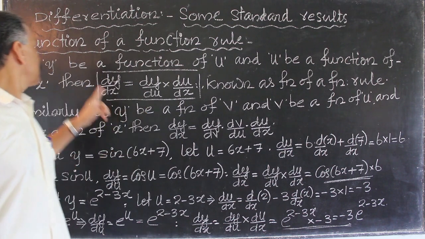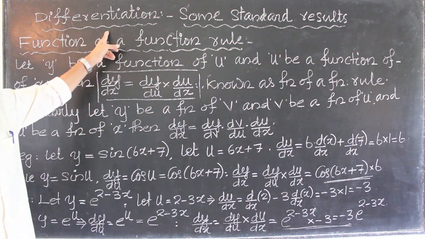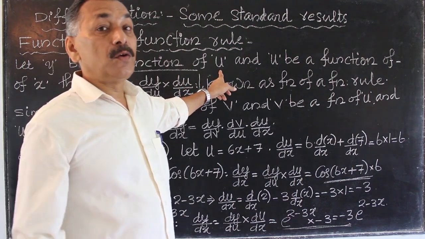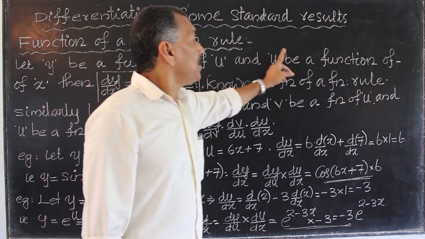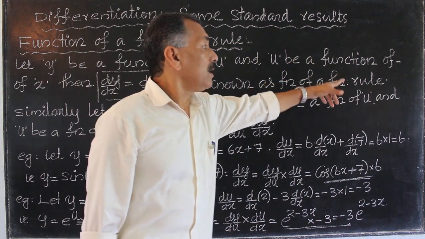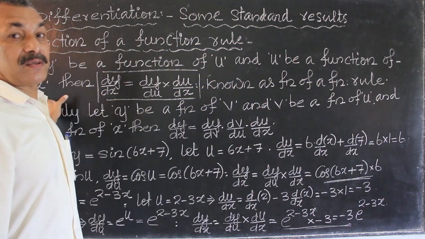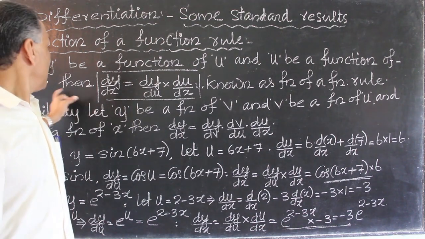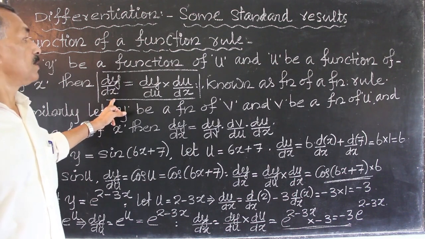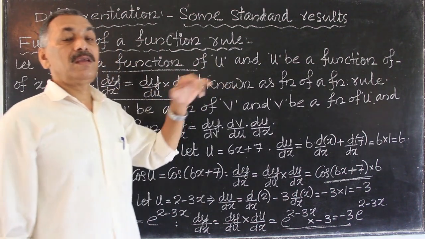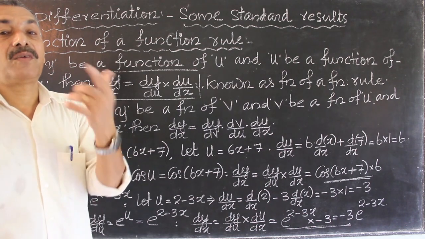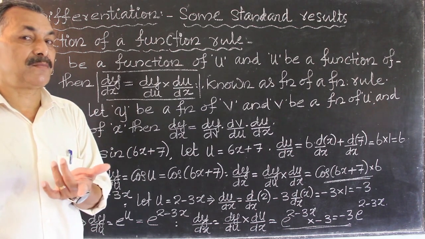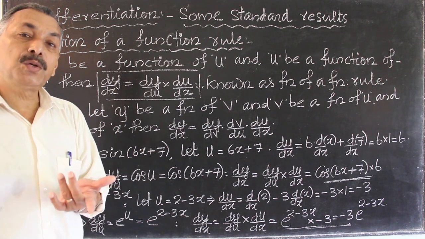Function of a function rule means let y is equal to f of x, ഒരു function, be a function of u. അതായത് y എന്തായാലും u വിലുള്ള ഒരു ഫംഗ്ഷനാണ്. And that u itself be a function of x. അതാണ് u be a function of x. Then dy by dx: y function of u ആയതിനാൽ we can differentiate y with respect to u. എക്സുമായി ഡിഫറൻഷിയേറ്റ് ചെയ്യാൻ പറ്റില്ല. വൈയുടെ റെപ്രസെൻറ്റേഷൻ u വിലാണ്.